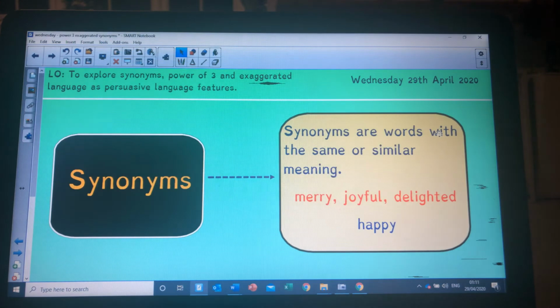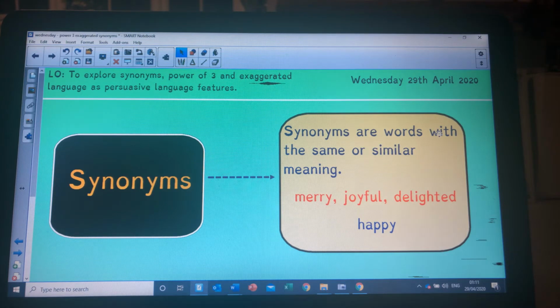So a synonym, okay? Synonyms are words with the same or similar meaning. So merry, joyful, and delighted are all synonyms of happy. Miss James talks about synonyms quite a lot. This is where our trusted thesaurus comes in handy. Often we're using it for adjectives, but just words in general, might be verbs or something.